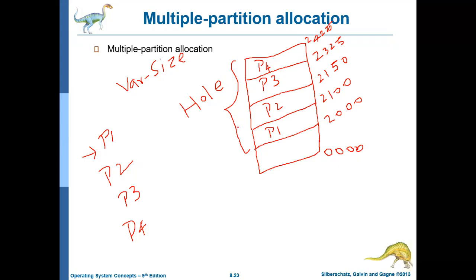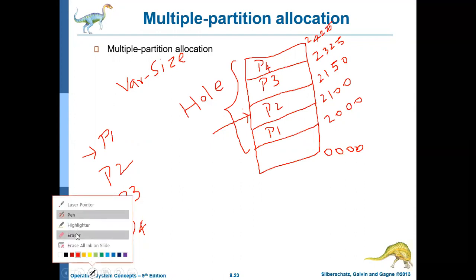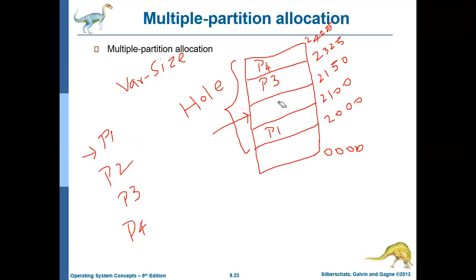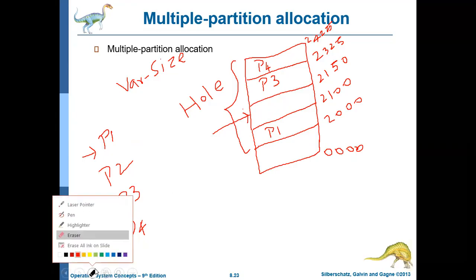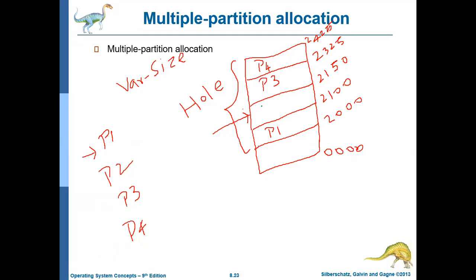Now assume that after some time P2 completed. P2 has finished the execution, but P2 is using only how much memory? 50 MB. So here what will happen is this 50 MB memory will be freed. So here a hole will be created. There is a hole and the size of the hole is 50 MB.